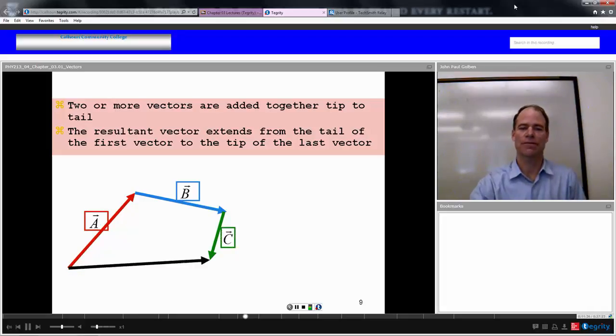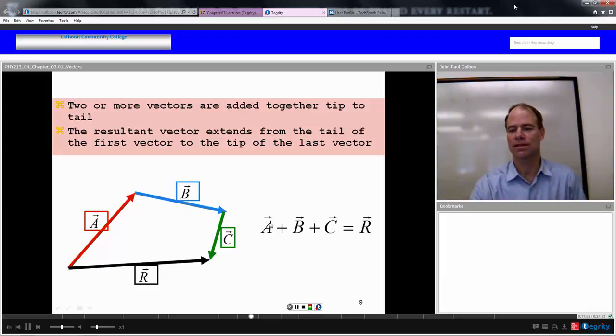So I end up with A added tip to tail to B, added tip to tail to C, and I go from the tail of A to the tip of C, and that's my resultant vector. So as vectors go, A plus B plus C is equal to R. Or I could write it like this: vector A plus vector B plus vector C is equal to R.